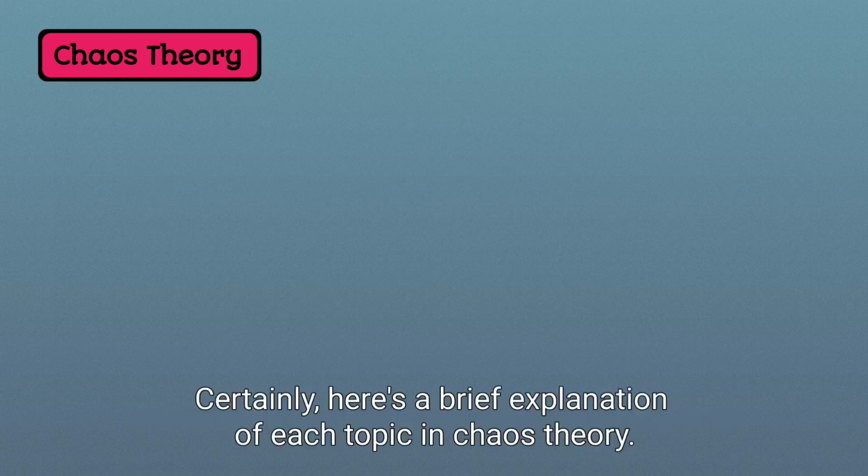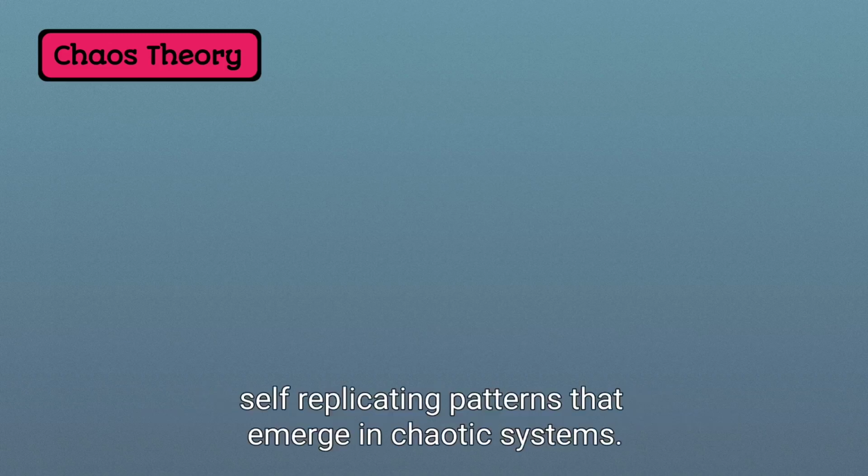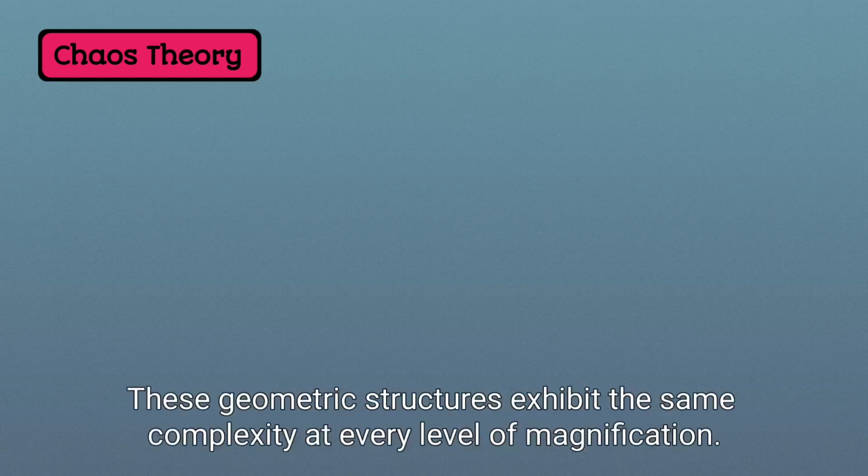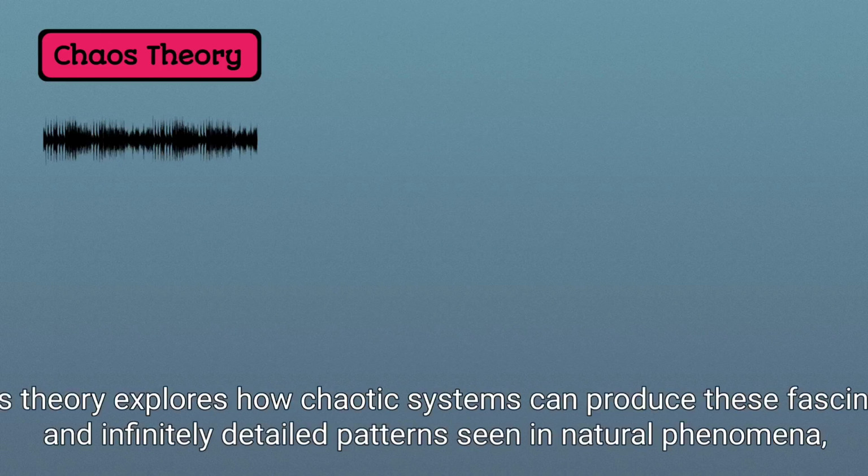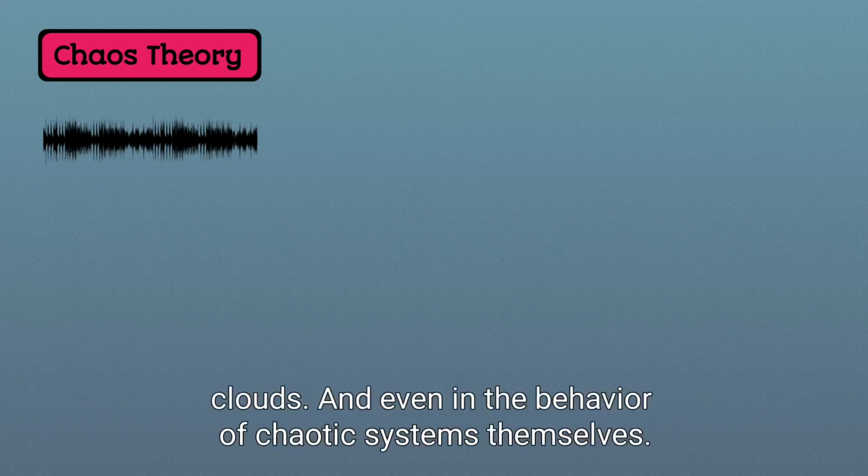Certainly, here's a brief explanation of each topic in chaos theory. 1. Fractals. Fractals are intricate, self-replicating patterns that emerge in chaotic systems. These geometric structures exhibit the same complexity at every level of magnification. Chaos theory explores how chaotic systems can produce these fascinating and infinitely detailed patterns, seen in natural phenomena like coastlines, clouds, and even in the behavior of chaotic systems themselves.